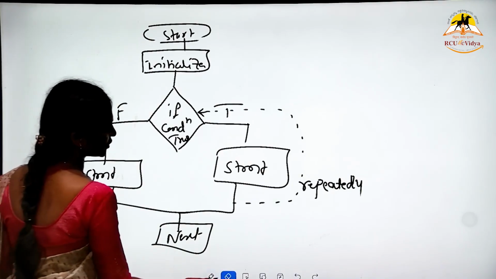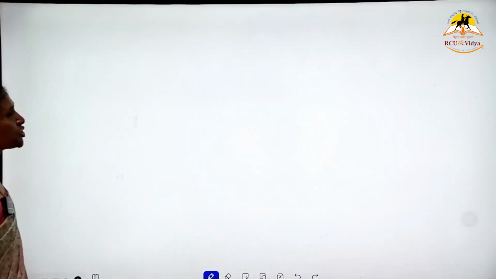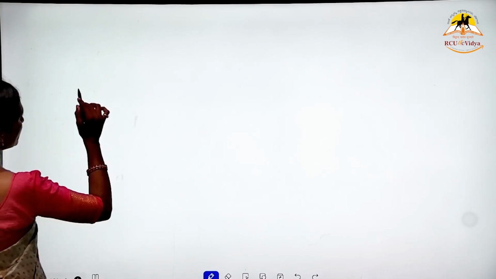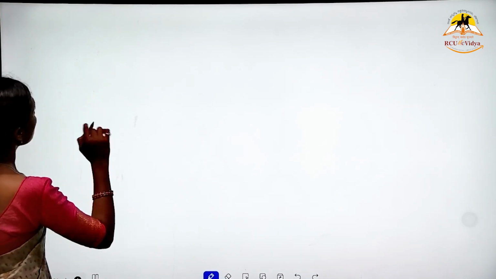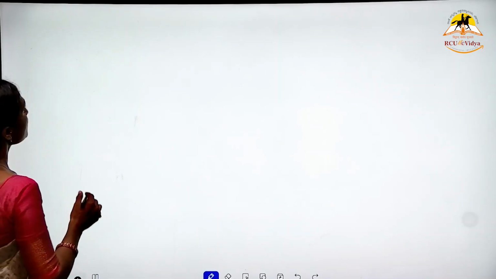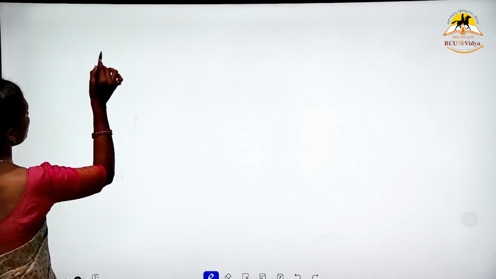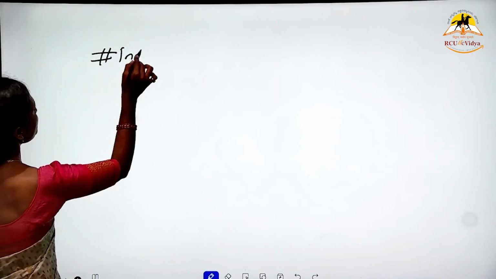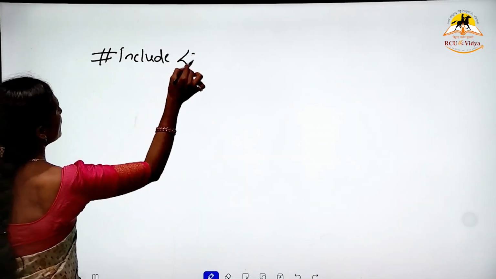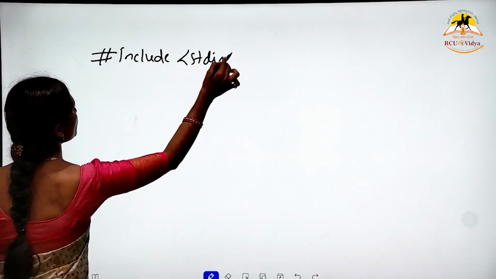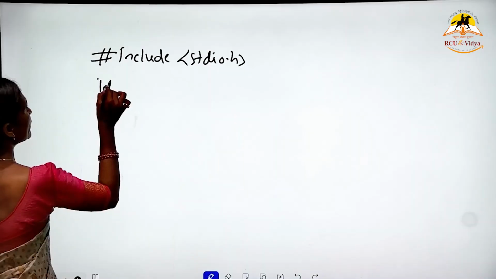Let's take one program so that you can understand why we need looping. Looping is for the initialization, condition and updation, that is, repeated statements. Assume this is a program: hash include standard input output dot h, int main.